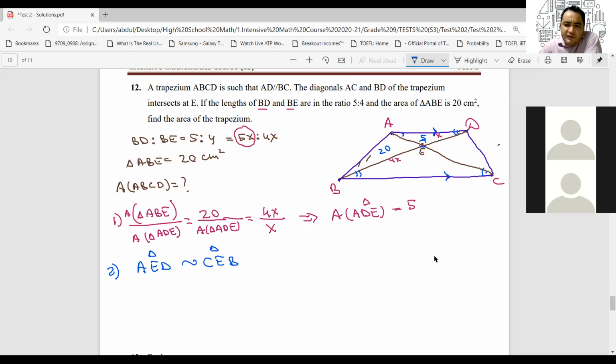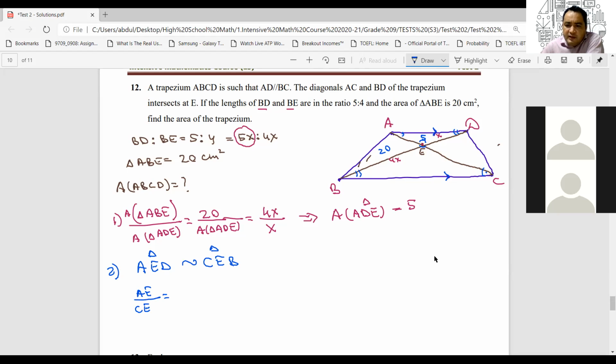So what does it mean? If these two triangles are similar, their corresponding sides are proportional. That means that AE is opposite this angle, and opposite this angle we have CE.